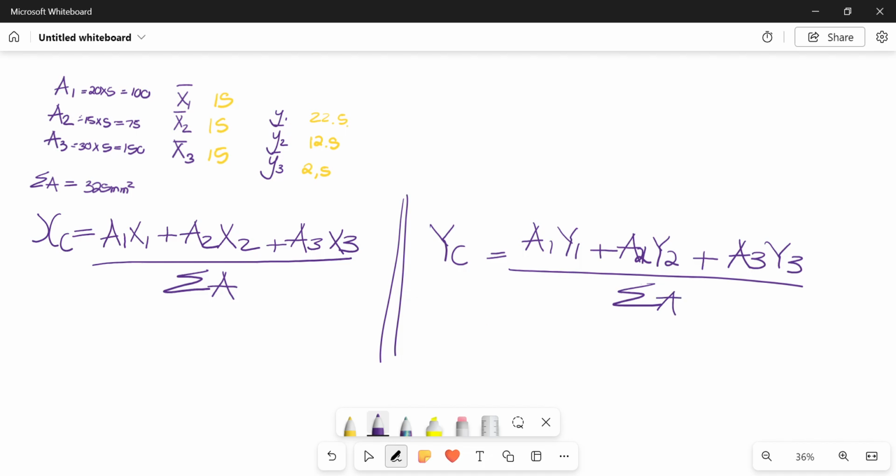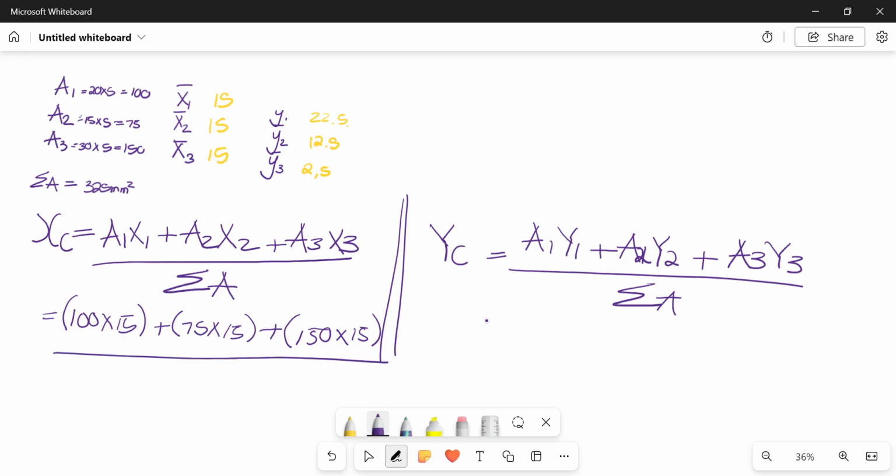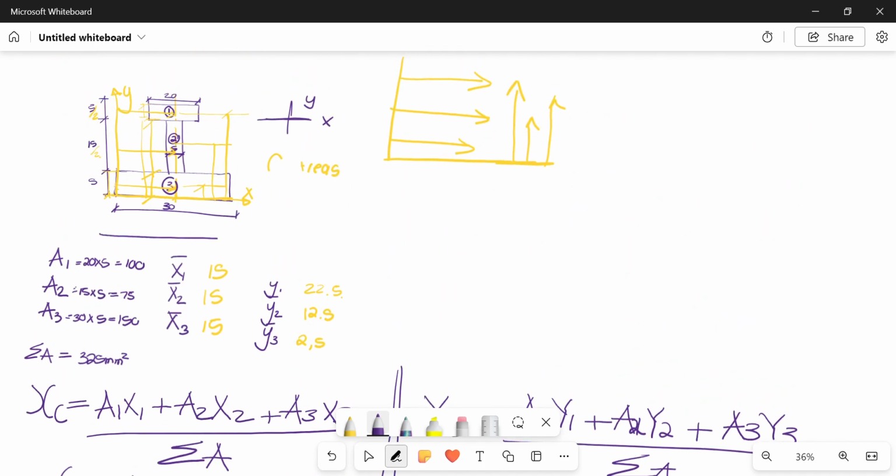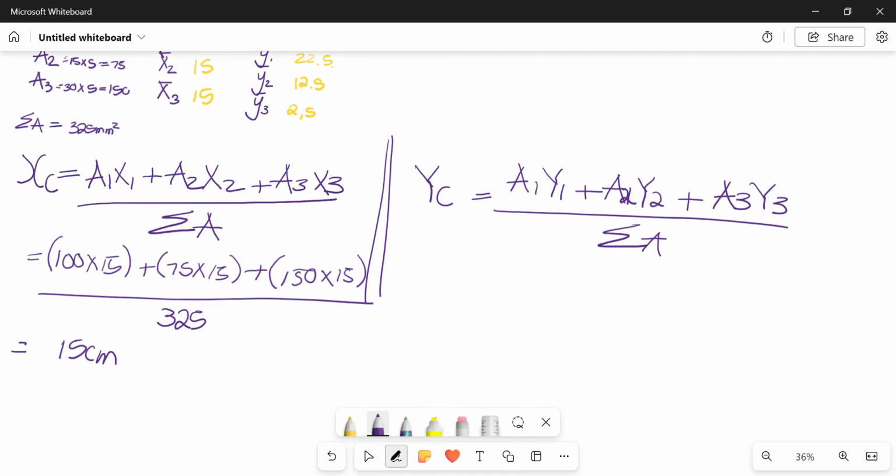Okay, then now we can just substitute. So a1 is 100, x1 is 15, a2 75, x2 15, a3 150, x3 15, all divided by that 325. Okay, then you can plug and play and calculate on there. I end up with 15 centimeters. So this just means along the x-axis, along the horizontal, the absolute center is here at 15. That's where 15 is, okay? I'll also give you another trick to figure that part out quicker. Then we're now going to move on to the y.